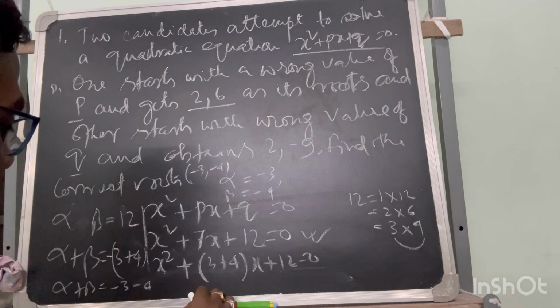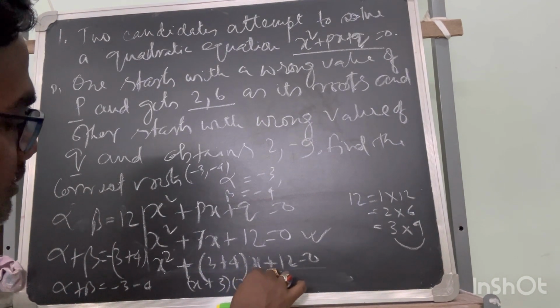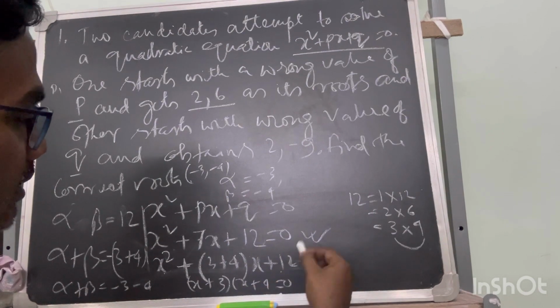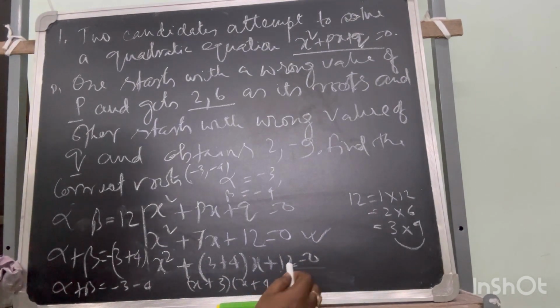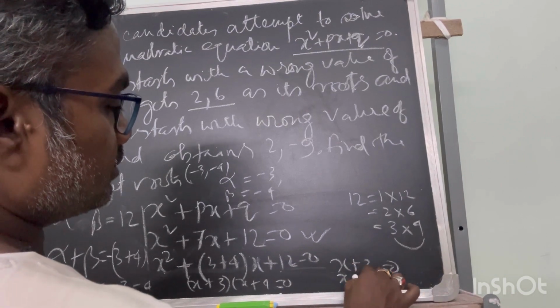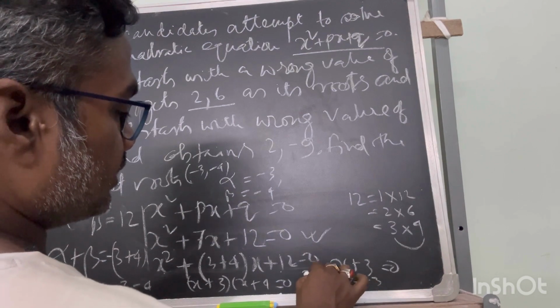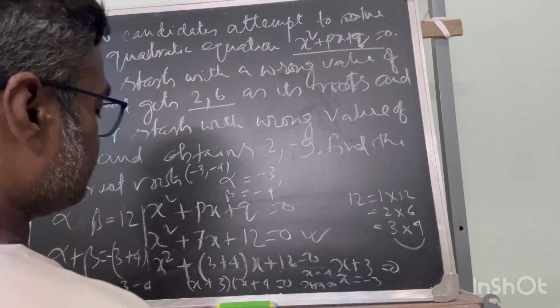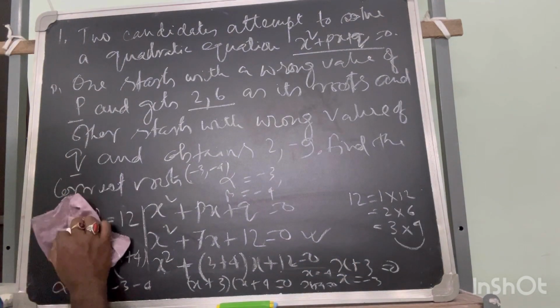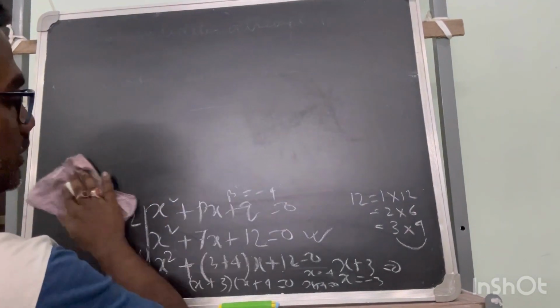Or else if you continue the last step, you got x plus 3, x plus 4 is equal to 0. So either is equal to 0 or both are 0. So taking x plus 3 equal to 0, x is equal to minus 3, taking x plus 4 equal to 0, we will get x is equal to minus 4. Okay, fine. We will move into the next problem.